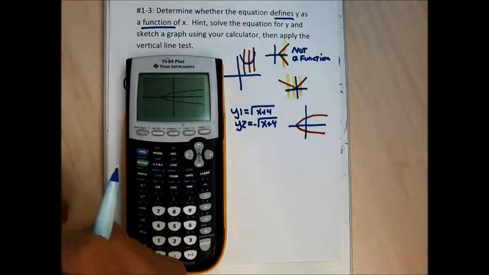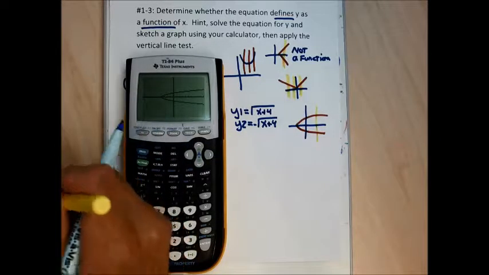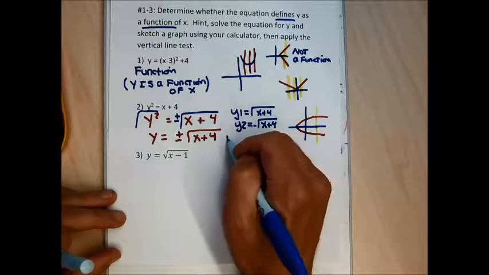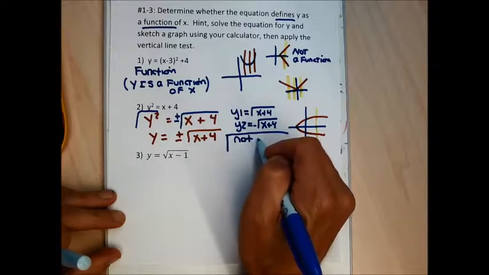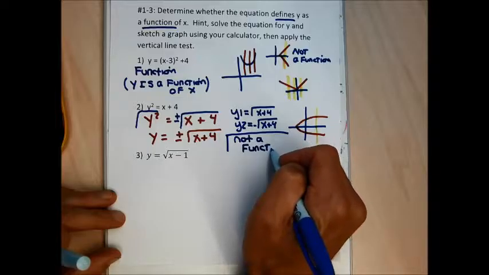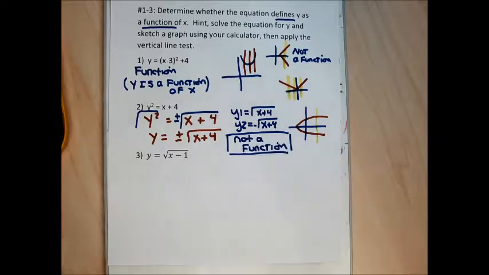And this is clearly going to fail the vertical line test because I can draw a vertical line to touch the graph in more than one place. So for number 2, my answer is I can say either this is not a function or y is not defined as a function of x. And just because it's shorter and probably more common to say, I'm just going to write not a function.